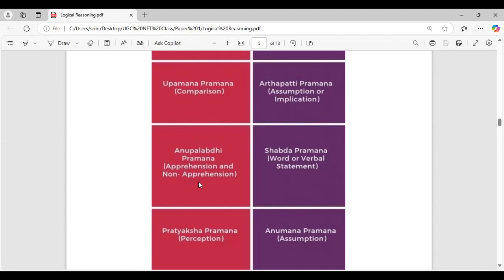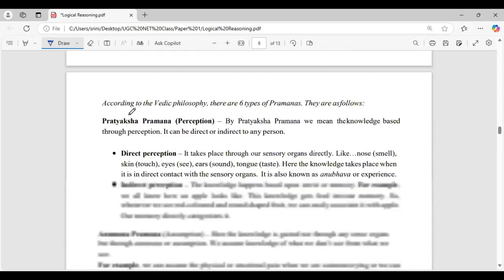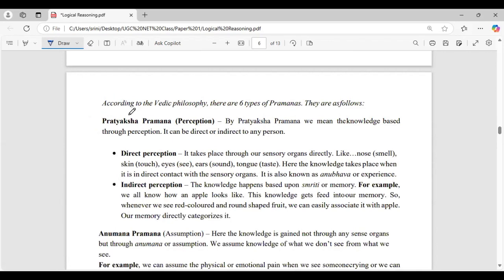Okay, we will see each one. We need to remember this. I will usually remember it like this: Pratyaksha, Anumana, Upamana, Shabda, Arthapatti, Anupalabdhi. According to Vedic philosophy, there are 6 pramanas.